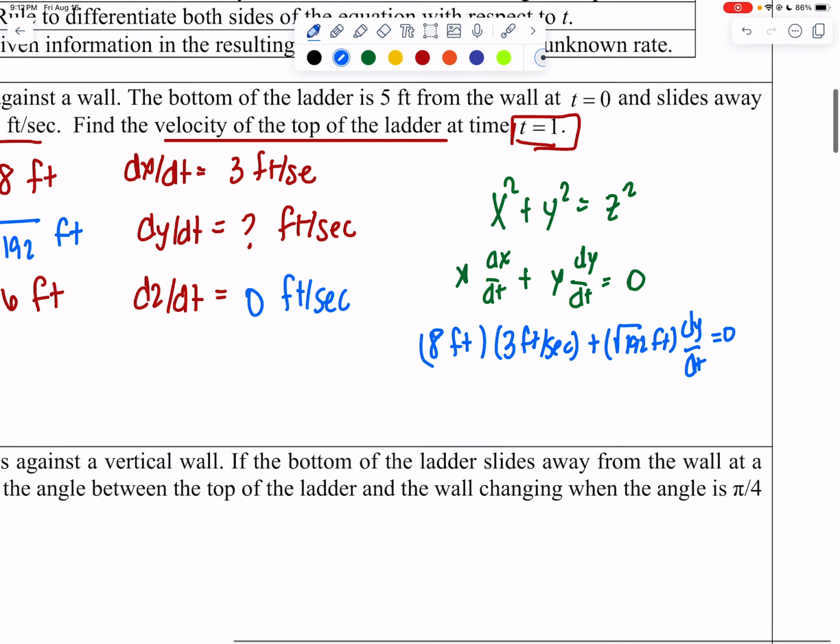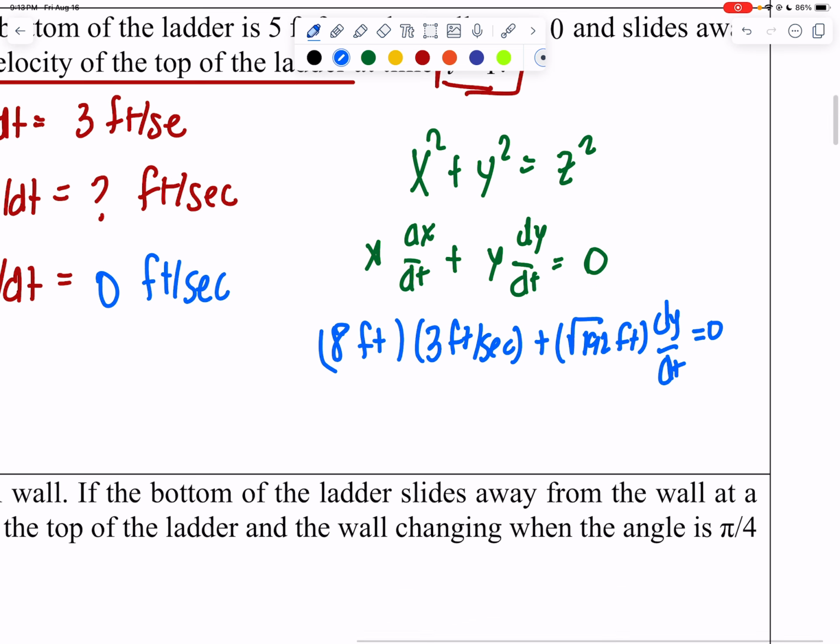Notice how I have my units. The reason why is because I want to show you guys how the units are going to cancel out. I'm going to solve for dy/dt, which means that I'm going to subtract the 8 times 3. That's going to be 24.